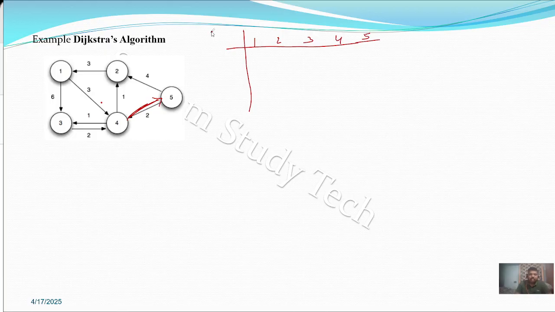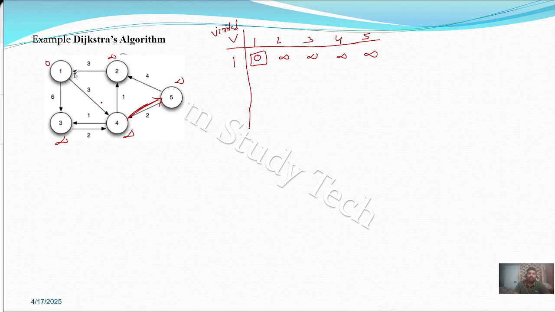Here it is the visited vertex set V. Initially it is 0 and all remaining vertices are set to infinity. This is the first step. So here it is 0, and all remaining vertices are set to infinity. Then this is the minimum, you can select it, that is the source vertex. So you have to find out the distance from the source vertex to all other vertices.